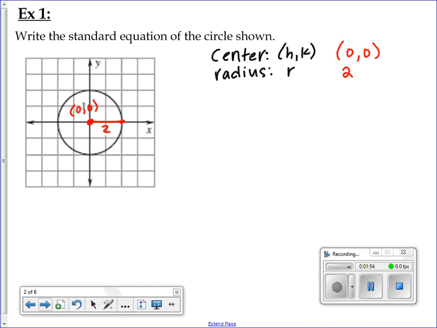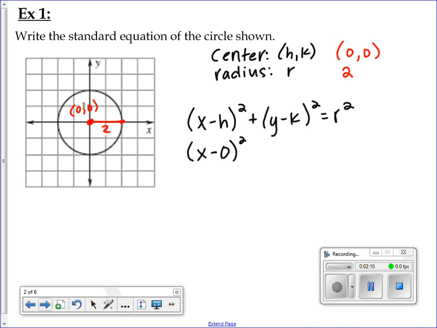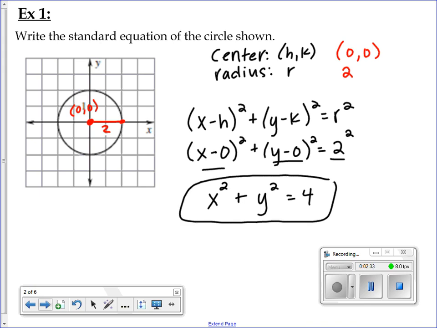Our radius is 2. And then I'm just going to rewrite the general equation, which is x minus h squared plus y minus k squared equals r squared. We're simply plugging in everything we know and then simplifying. So my h is 0, my k is also 0, and my r is 2 squared. Wherever you can simplify, simplify. X minus 0, that's just x, so this is really just x squared. Same with y minus 0, that's just y squared. And then 2 squared is 4. So that is the equation of this circle.